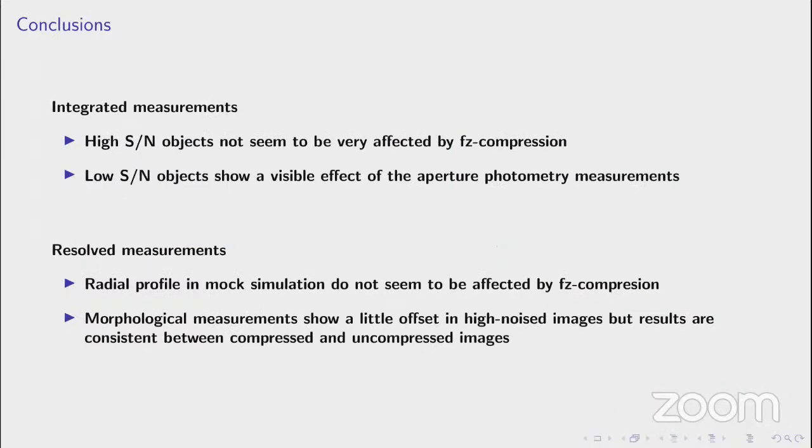So in conclusion, we've performed several tests on different types of images. In the case of the integrated measurements, we've concluded that high signal to noise ratio objects don't seem to be affected, or are less affected by the compression than the lower ones. Not the best scenario for the low S/N objects, which seem to be affected, and it's quite visible in the flux or average percentage measurements. And gladly, for the resolved measurements, we don't really see that much of an effect.